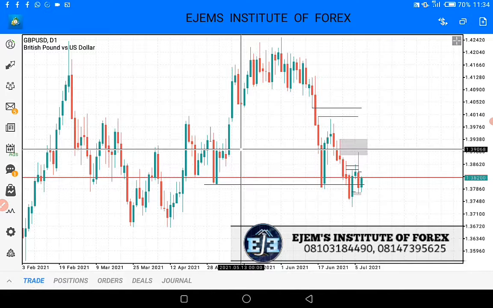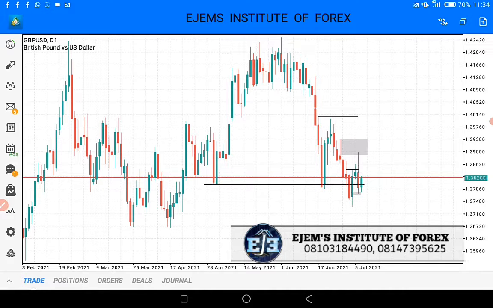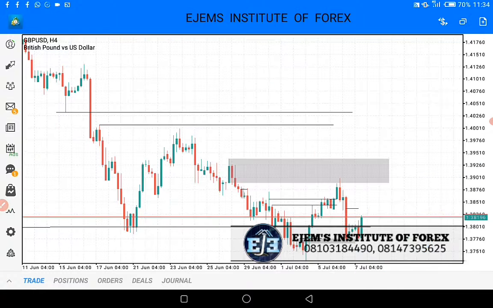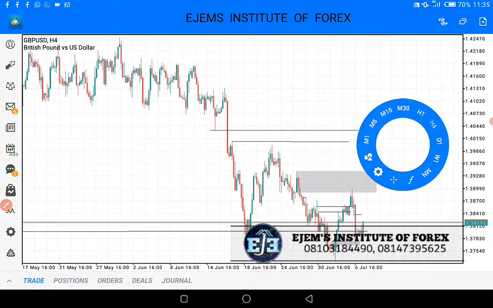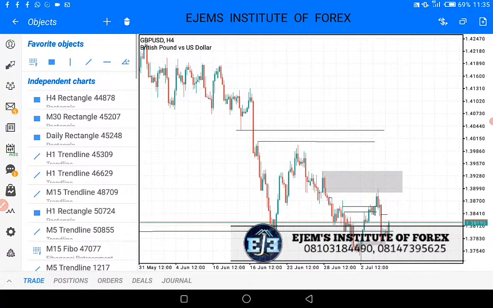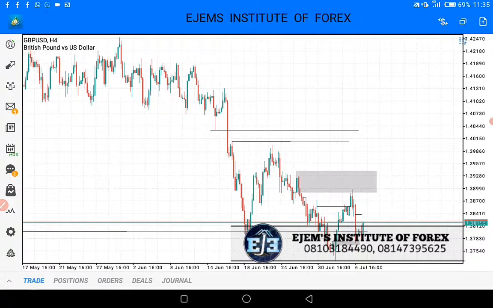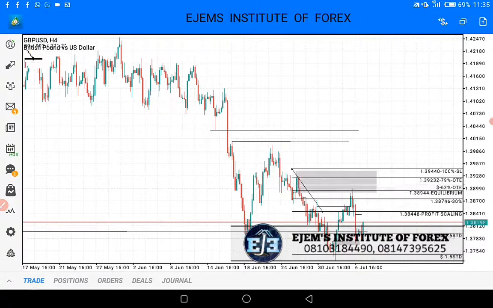Price traded to this high, which we've been able to frame to be a 4-hour bearish order block. If you use a Fibonacci, this is an optimum trade entry, a Fibonacci retracement from this high to this low.